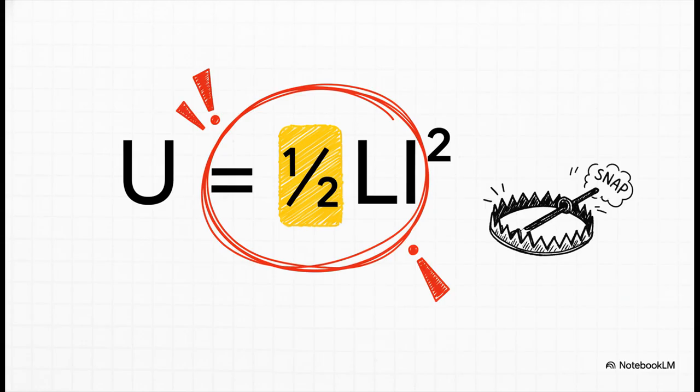Okay, quick warning. Exam trap alert. I'm telling you, it is so easy to forget that 1/2 in the formula. Examiners know this, and they love to catch people on it. So burn this into your brain. The energy stored is 1/2 Li squared. Don't be that person who loses easy marks.